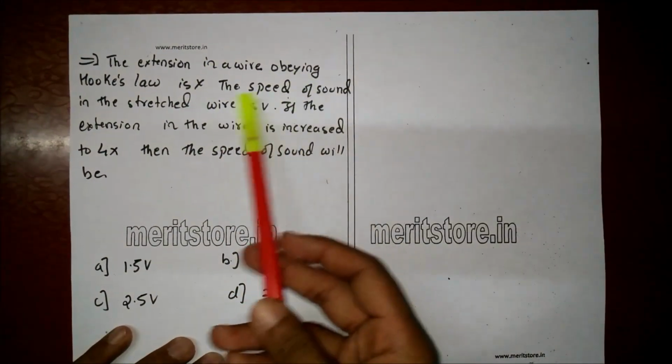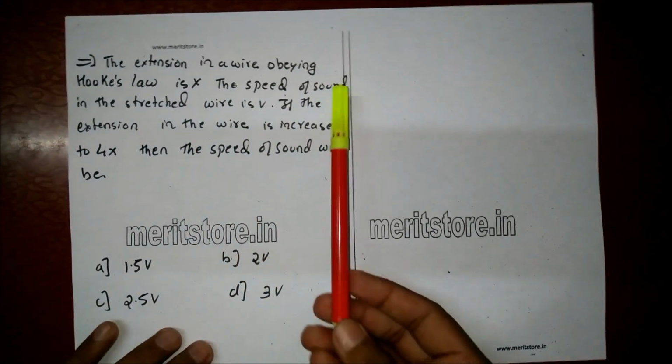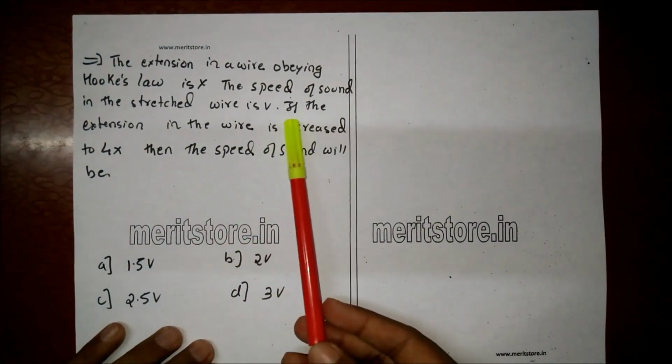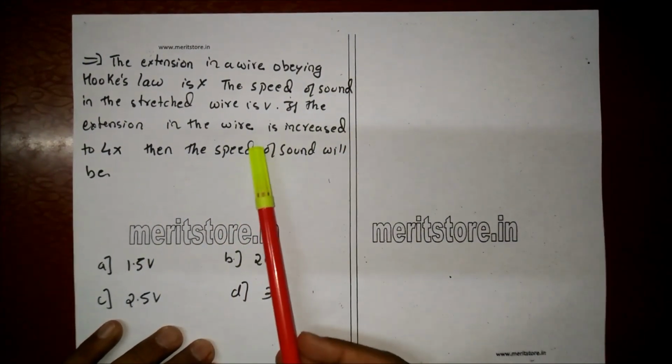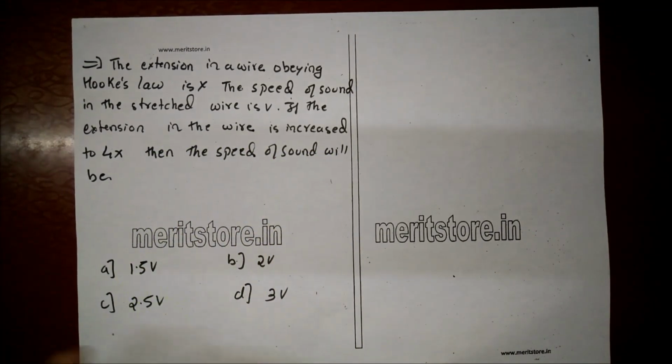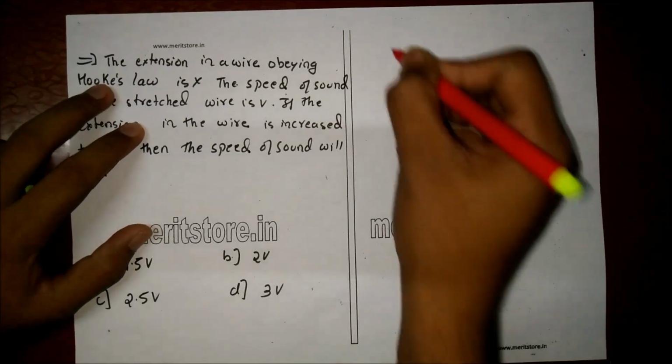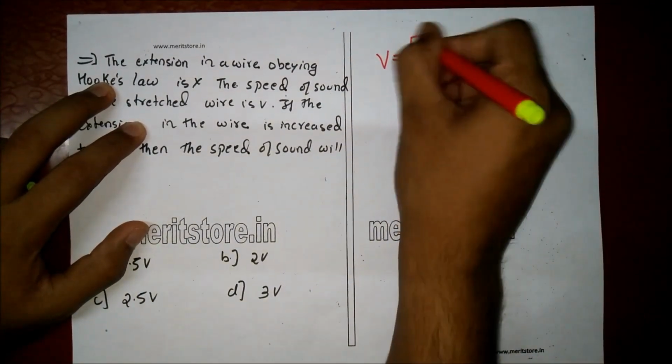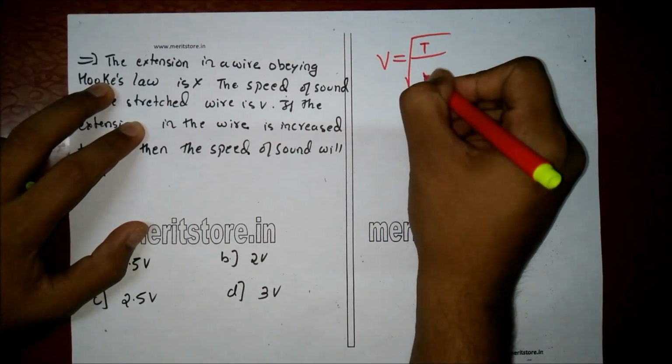Extension in a wire obeying Hooke's law is X. The speed of sound in the stretched wire is V. If the extension in the wire is increased to 4X, then what will the speed of sound be? Now, speed of sound V is given by the formula root of T by M.